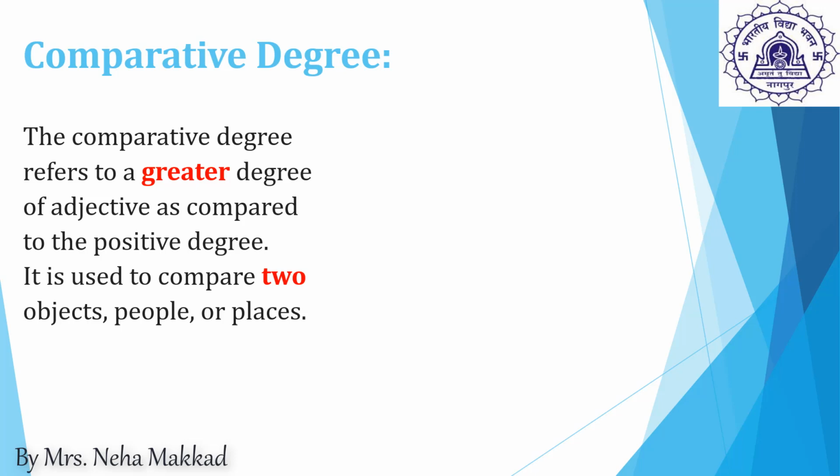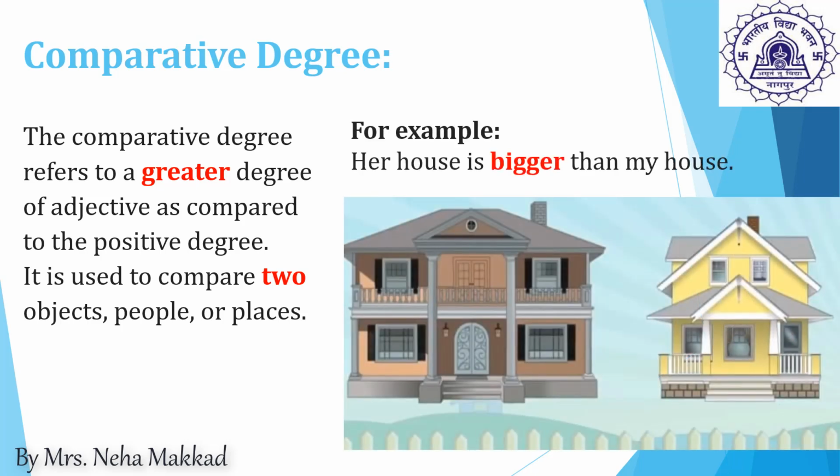In the comparative degree, children, as the name itself suggests, we are comparing two things together. Okay, we are comparing two objects, two people, or two places. So the comparative degree is a greater degree of adjective as compared to the positive degree, and it compares two quantities. Like for example, her house is bigger than my house. So we are taking two houses and we are comparing both of them. And when we are comparing, children, the adjective will always be followed by than. Like her house is bigger than my house.